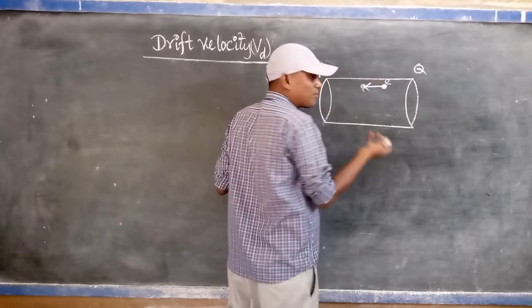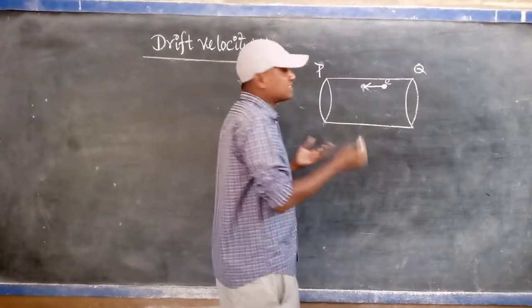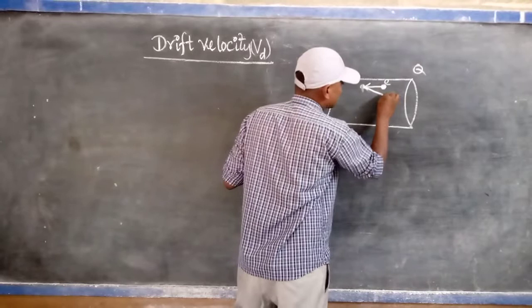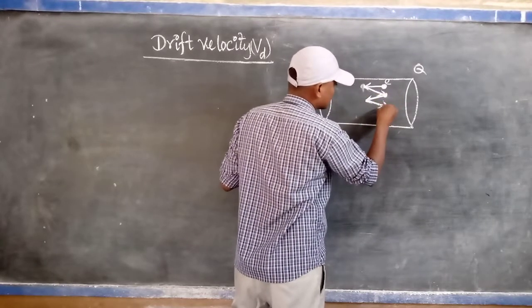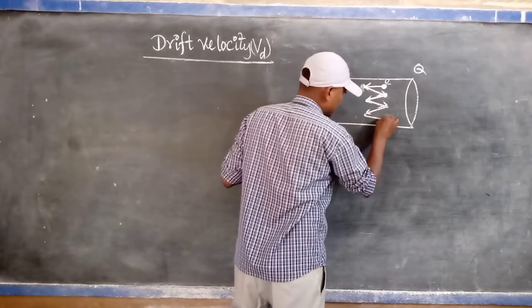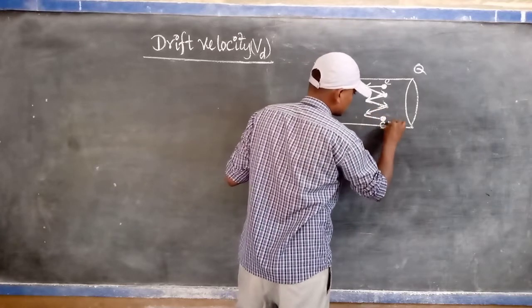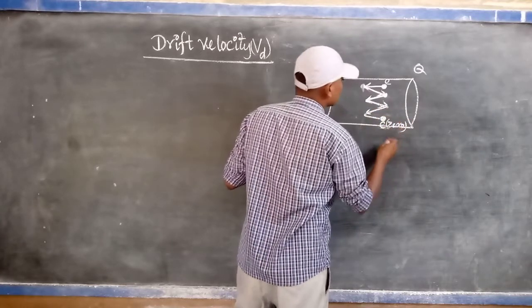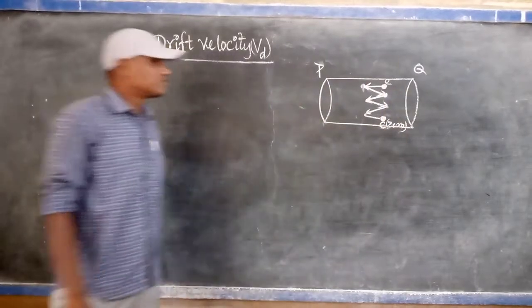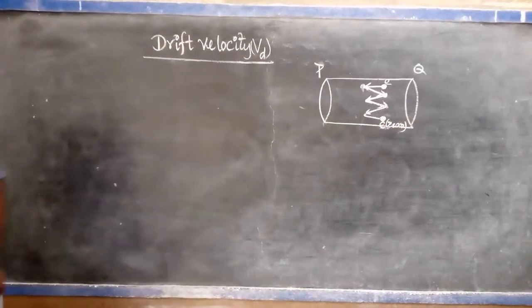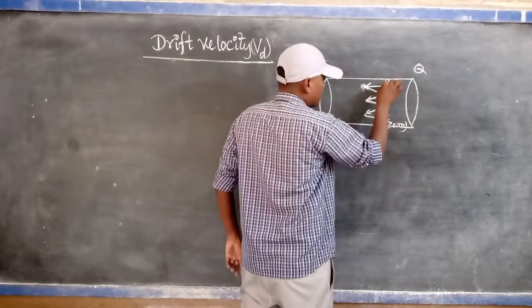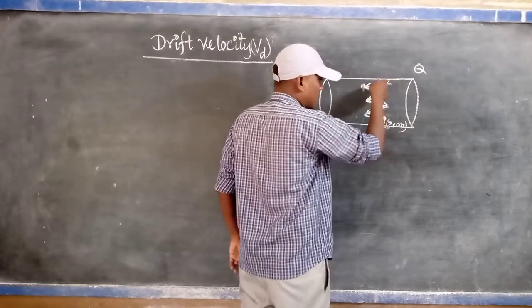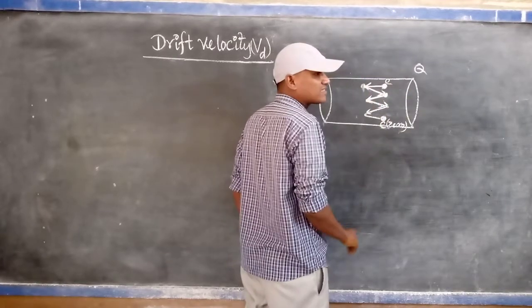So the path is not like that one. It is a zigzag path, maybe like this, for example, like this, like this. Here you are observing that if you consider one electron, not only like this one, different paths are there.